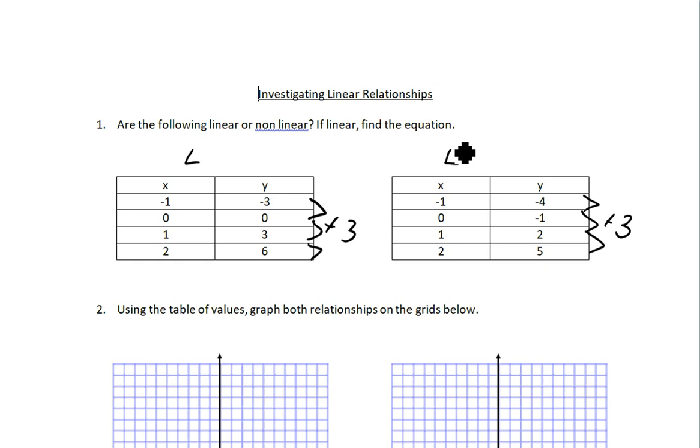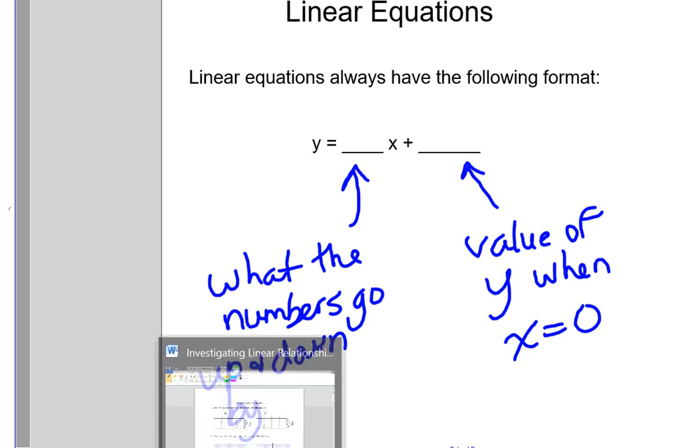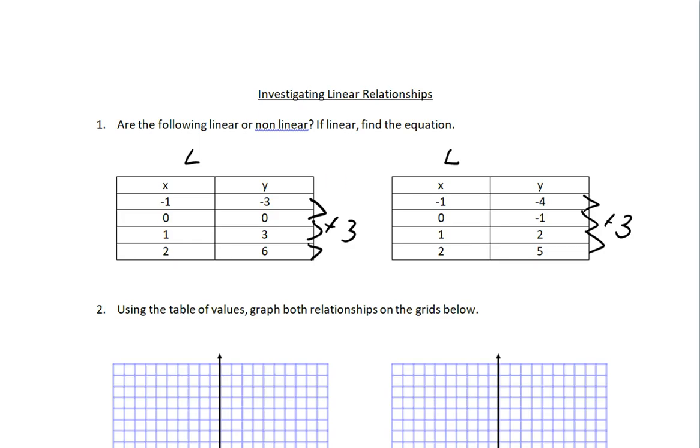Recall what we talked about previously, and that was here. The first part of the equation is what do the numbers go up or down by? And the second part is what's the value of y when x is 0? So if we come back here, we can see that we're going up by 3 every time. And when x is 0, y is also 0. So we could say 3x plus 0, or we could just say 3x, which is more common.